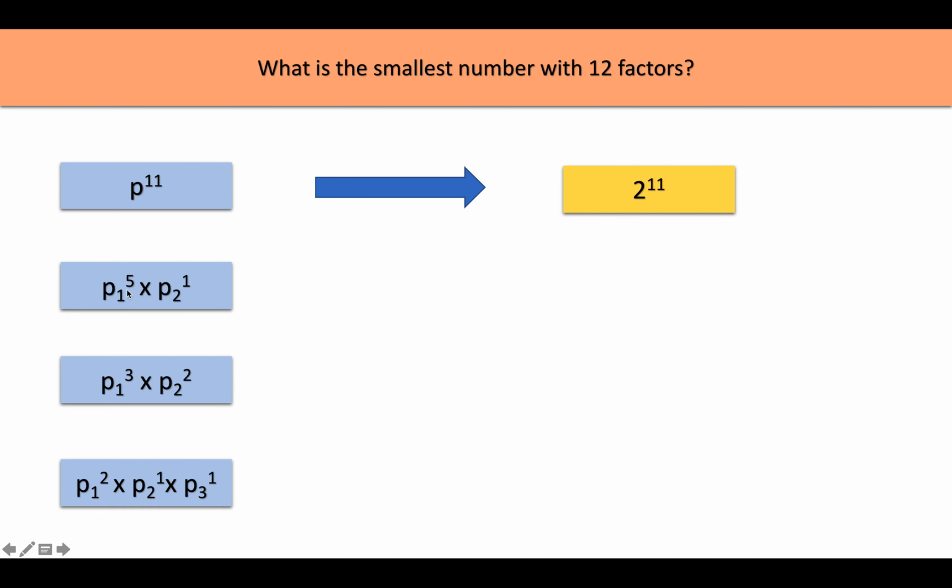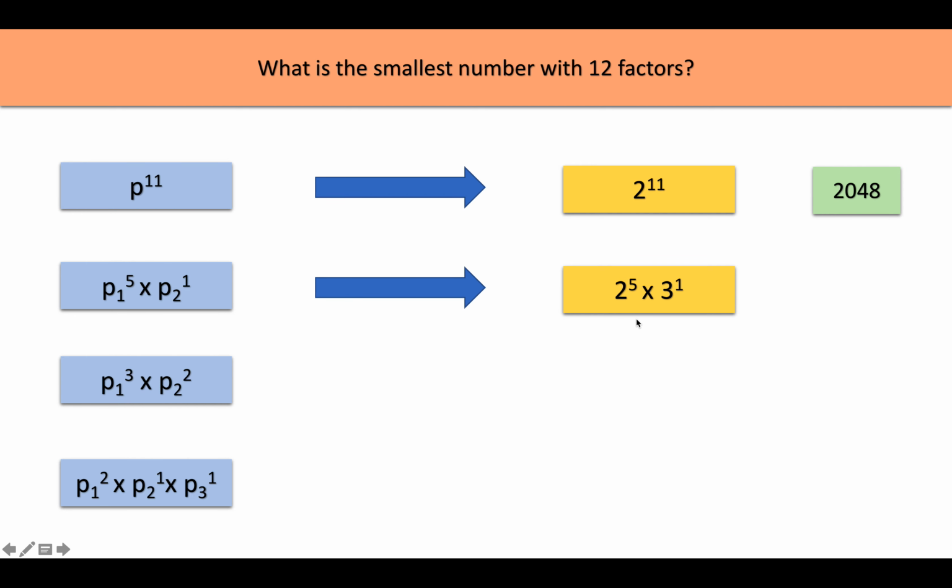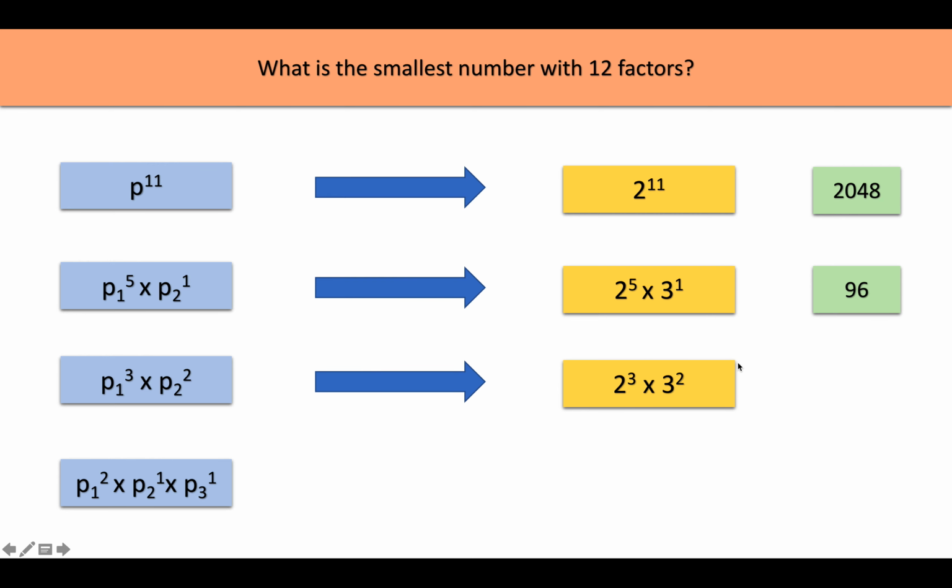So now we have powers of 5 and 1. So first of all, we'll obviously put the smallest prime numbers 2 and 3. And because 2 is smaller, we'll associate 2 to the higher power here, right? So we'll put 2 raised to power 5 into 3 raised to power 1, which comes out to be 96. Again, we have 3 and 2 as the parts. So we'll put 2 raised to power 3 into 3 raised to power 2.